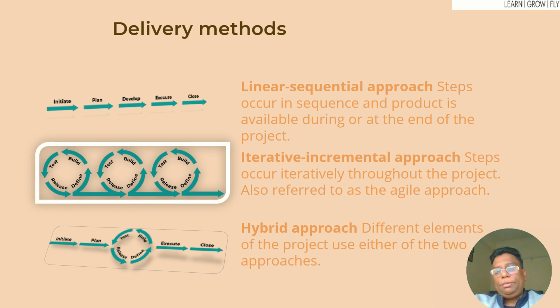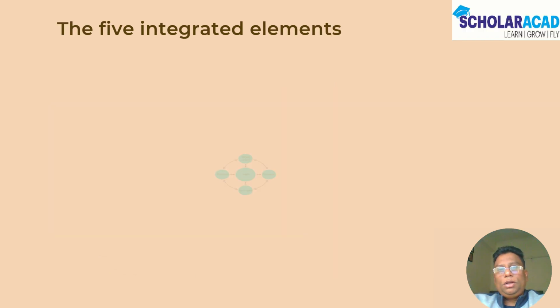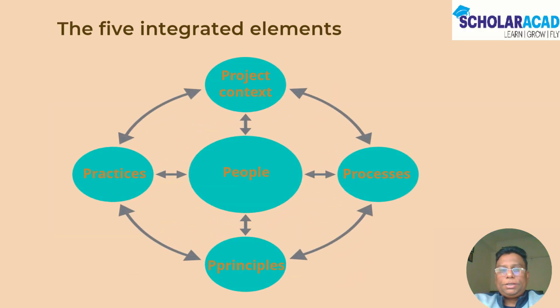Last is hybrid: when you have the clarity, then you do it, and when you do not have the clarity, you adopt the agile method. So Prince2 is flexible to adopt into any of the delivery methods, which can be implemented, focused and applied. Now it has 5 integrated elements.